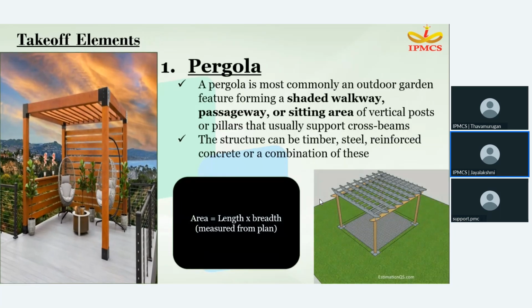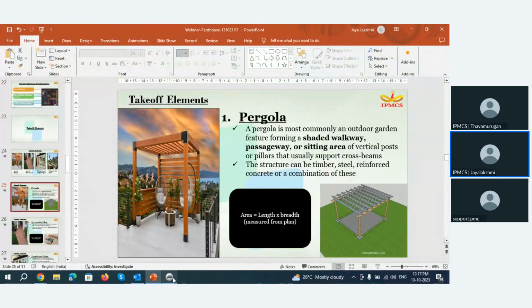The first one is pergola. A pergola is mainly a decorative element which is placed in the garden area of a building, which can be used for a small sitting purpose, or as the roof of a pathway, etc. It can be made of timber, steel, reinforced concrete, or a combination of all. Generally, the takeoff for the pergola is its area, which is length into breadth, and we can measure this area directly from the plan of the building. So let us see how it is done in PlanSwift.